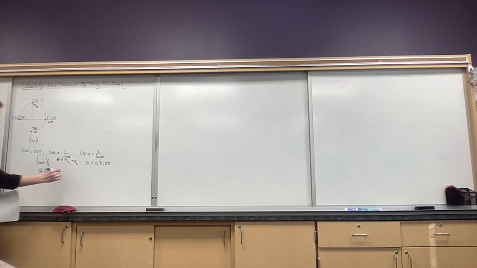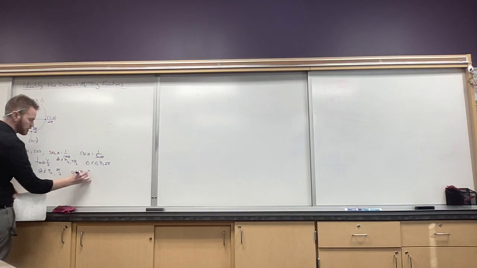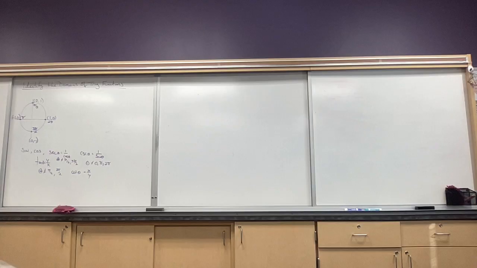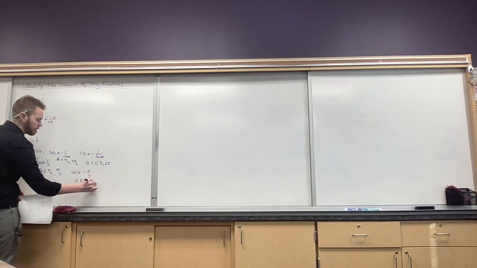And then the last one, cotangent. It's just the opposite of tangent. It's 1 over it, which is just x over y. So it's over the y coordinate 0. Well, we did that with cosecant, right? So it can't be 0, pi, or 2 pi.